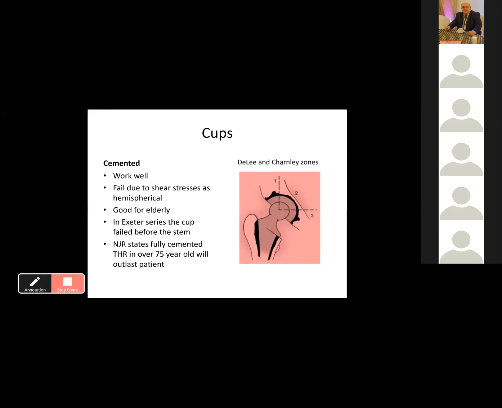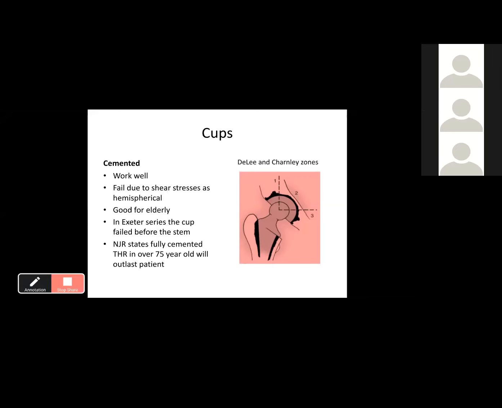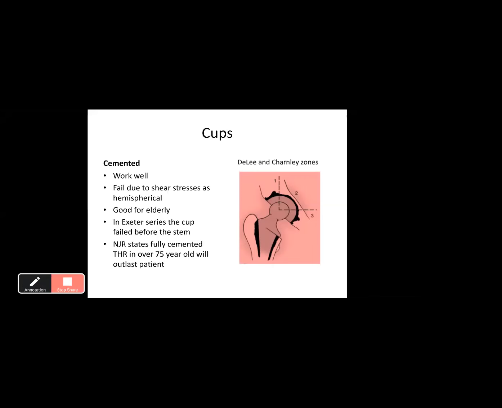A quick look at cups. So cemented cups is what Charnley brought us. They work well. However, if they're going to fail, they fail because of the shear stresses across the hemisphere. They're very good for the elderly population. So if you have someone over the age of 75 and you put a fully cemented stem in, it's supposed to outlive the patient, and that's what the Exeter series supports. The failures in the 40-year Exeter series were mainly because of the cup failing first, and they were then excluded from the universal series.